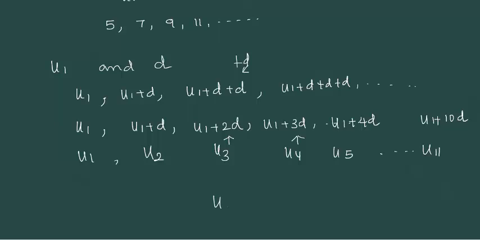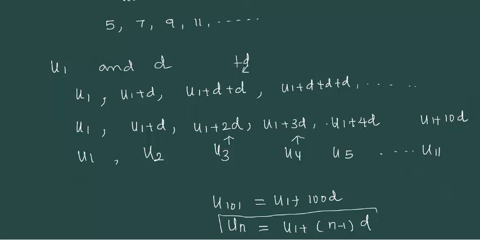Try for what would be the 101st term? U1 plus 101 minus 1, that is 100D. In general, you can write Un is U1 plus n minus 1 times D. So this gives the general term formula of an arithmetic sequence: U1 plus n minus 1 times D.